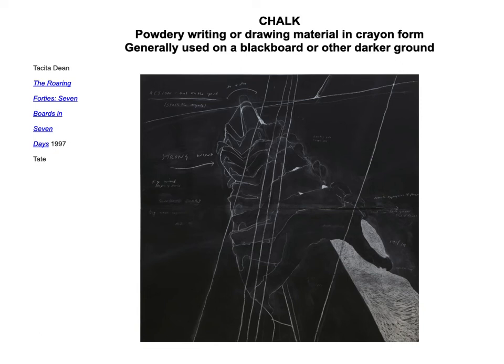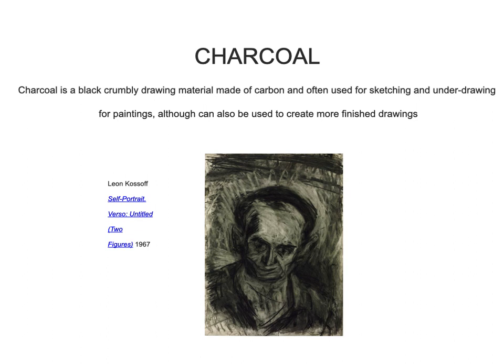Chalk is an inorganic material composed of calcium carbonate. It is naturally occurring, but has also been produced industrially throughout the 20th century. And the example of art that we have here is from Tacita Dean. It's called The Roaring Forties. Charcoal. Charcoal is a black, crumbly drawing material made of carbon, often used for sketching and underdrawing for paintings, although it can also be used to create more finished drawings.